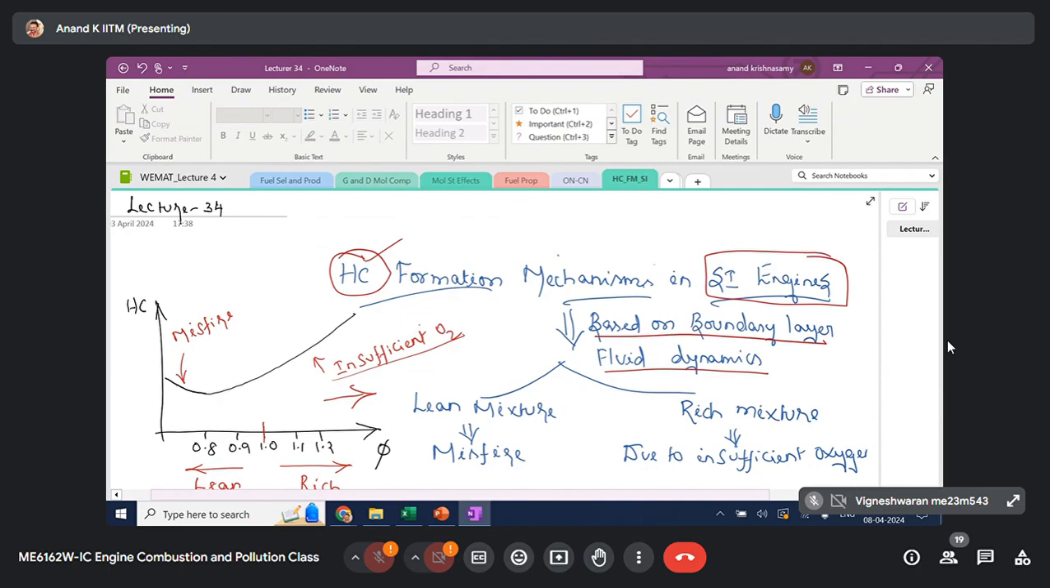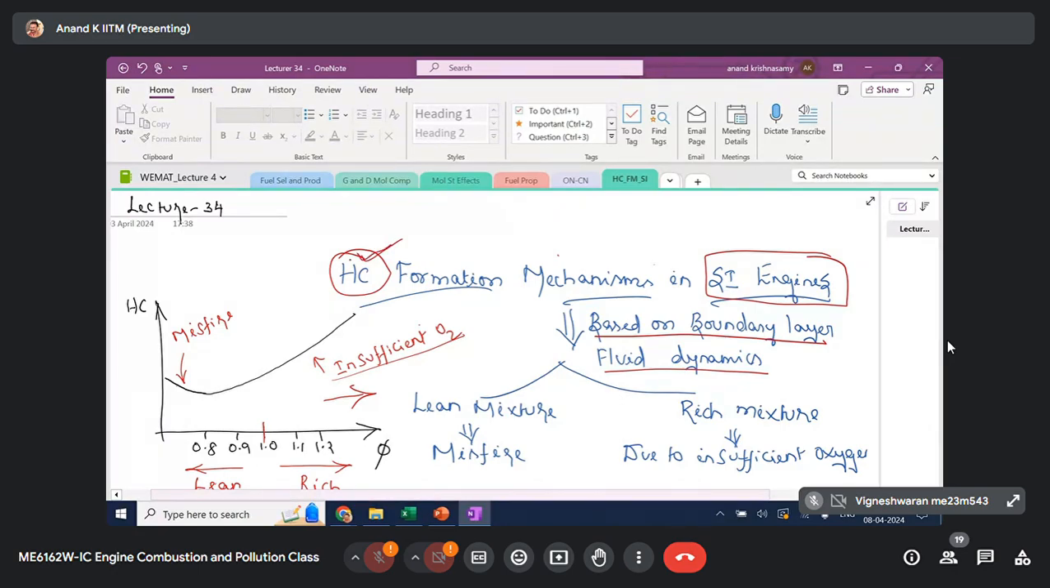HC formation mechanism is going to be different in spark ignited engine and compression ignited engine, because it is based on the boundary layer fluid dynamics. NO and CO formation mechanisms are going to be the same for SI and CI engine. The reason is they are kinetically driven, and the kinetics are going to be the same both for SI engine and CI engine, whereas the boundary layer flow is not the same for SI and CI engine. That's why the mechanisms are different for HC formation.